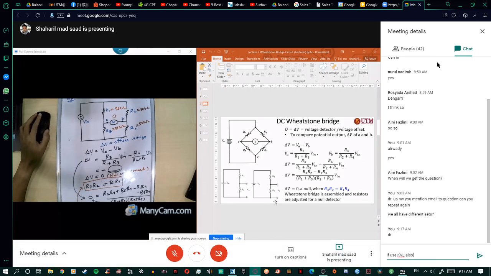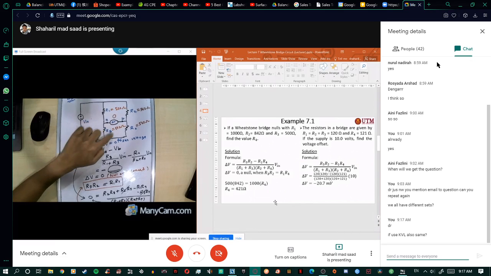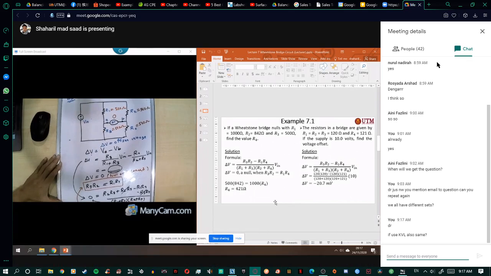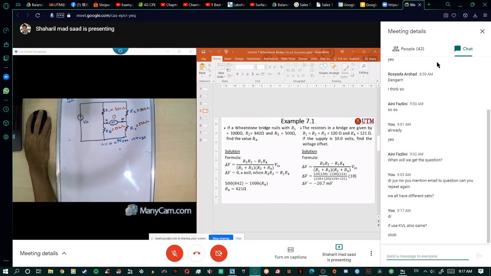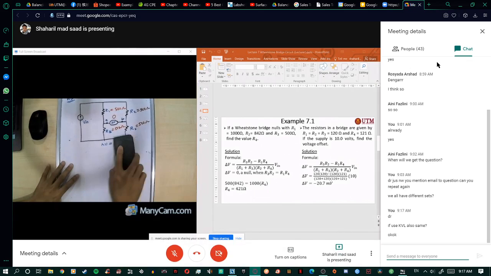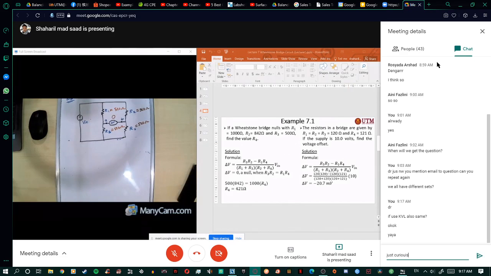Yep. KCL, what is it? If you use KVL, also same. Kirchhoff voltage law. Yep. Also same. But this one you can use the voltage divider concept, right? Okay. Do you know the voltage divider concept, right? Yeah. Okay. Good.